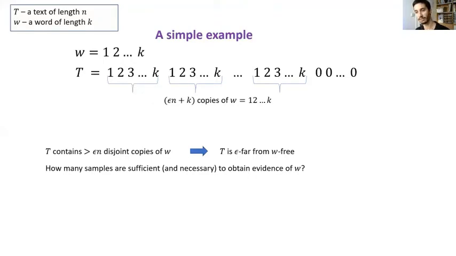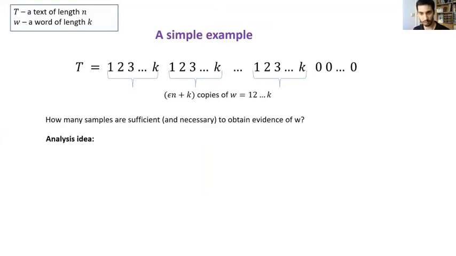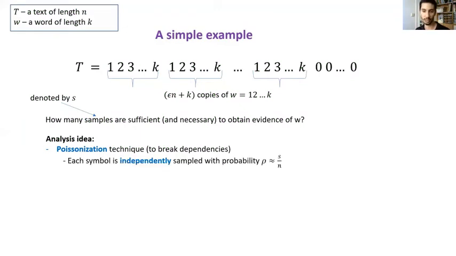How many samples are sufficient to obtain evidence of W? I will give the analysis idea here. First, we use the personalization technique. It allows us to break dependencies between probabilistic events, and it simplifies the analysis. So we can assume that each symbol is independently sampled with probability rho, which is about S over n.